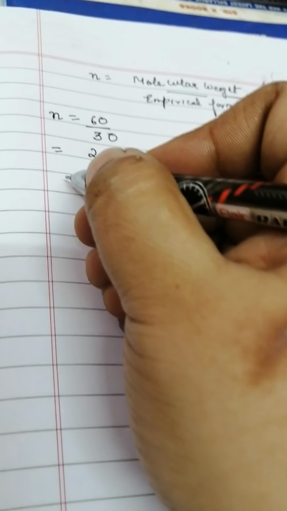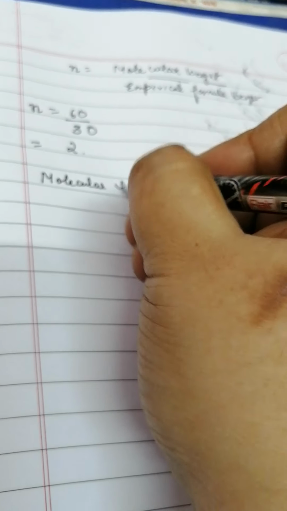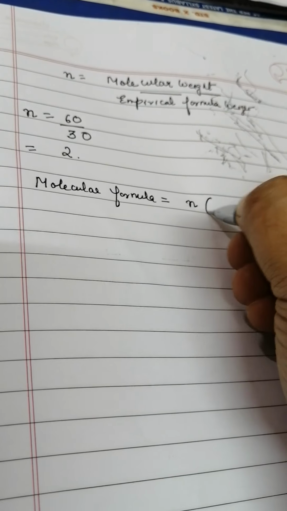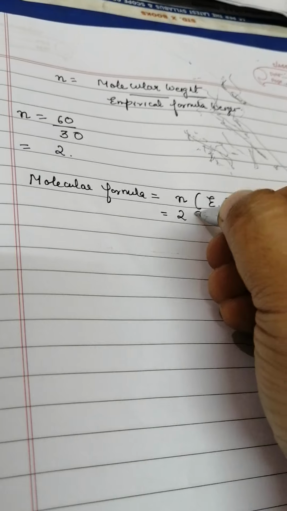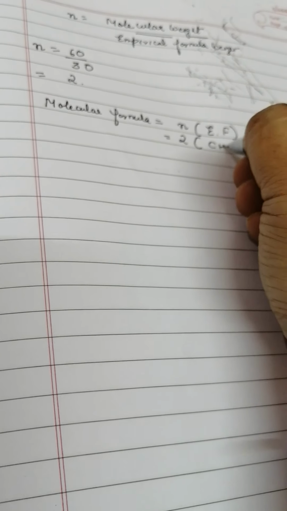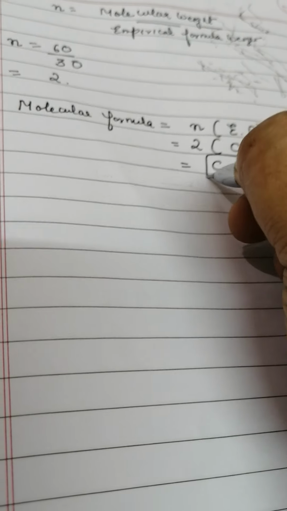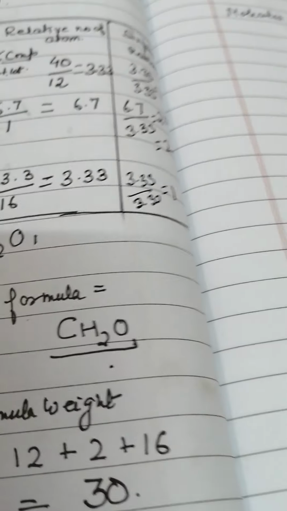Now how to get the molecular formula? Molecular formula equals n multiplied by the empirical formula. Here n equals 2 and the empirical formula was CH2O. So your molecular formula becomes C2H4O2. This is your answer, the molecular formula. This one was your empirical formula, and this was the method of calculating.